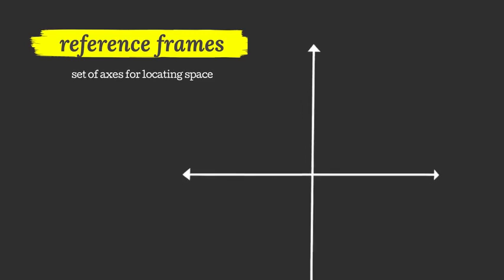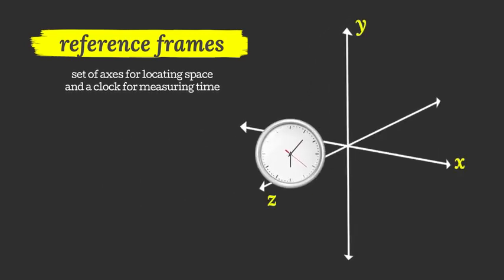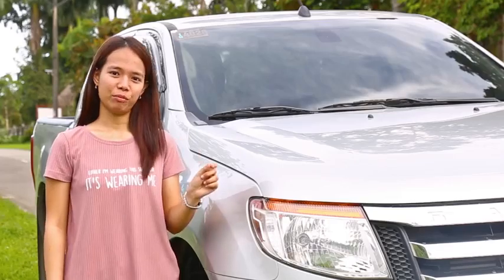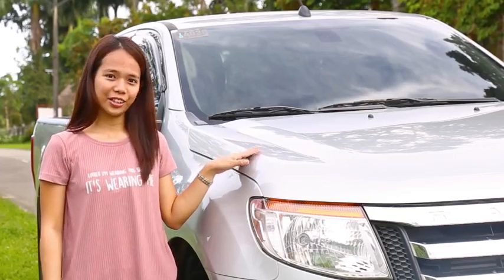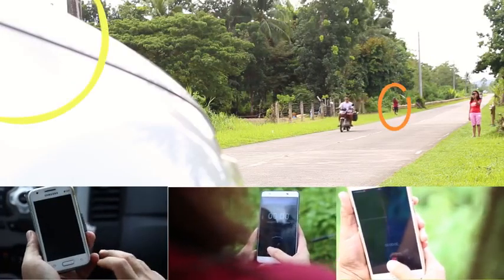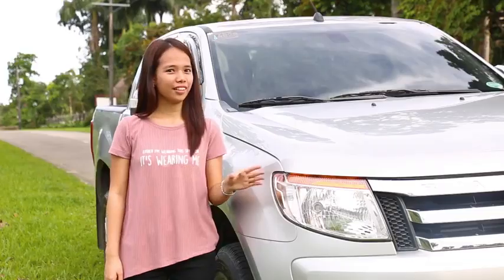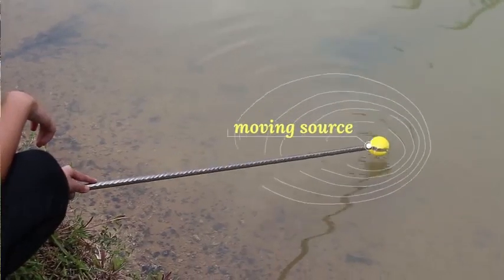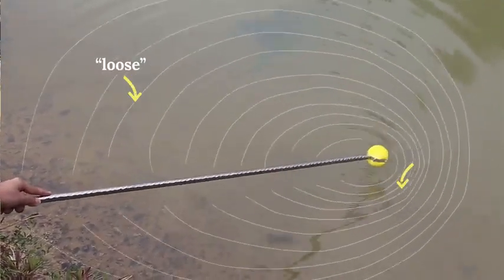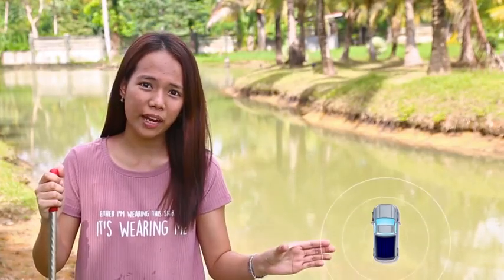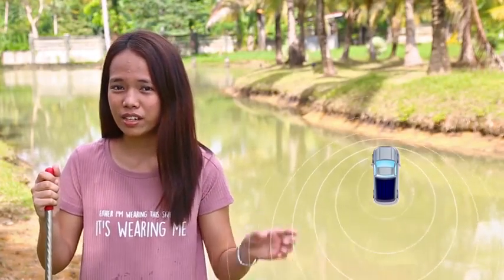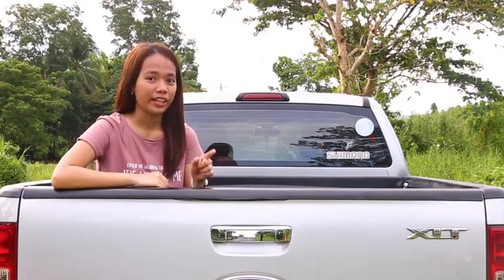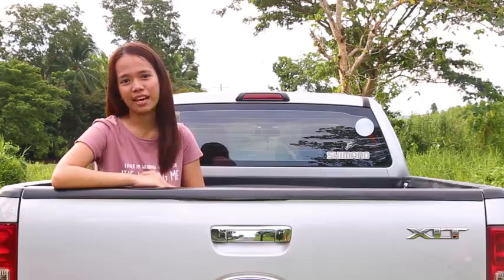These are just a set of axes for locating space and a clock for measuring time, relative to which you make observations. I'll demonstrate. Once this car starts honking, all three observers will record its sound. But sound is a wave. Waves from a moving source, like the car, get bunched up in front and looser at the back. So for our case, those behind the car should hear the loose sound waves, a low pitch, while those in front should hear a high-pitched sound. When I analyzed their recordings, that was exactly what I found.